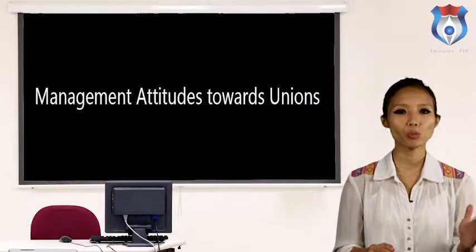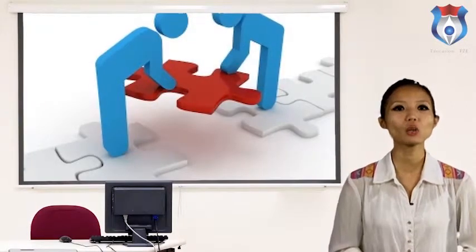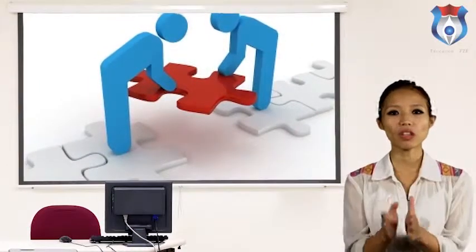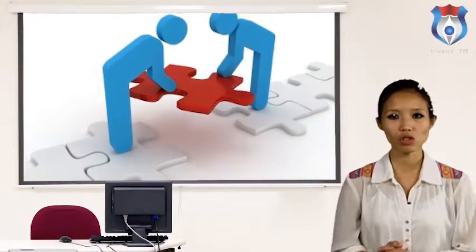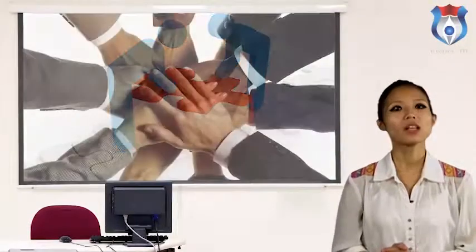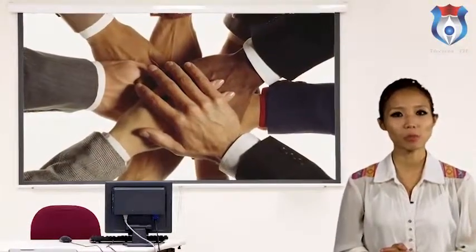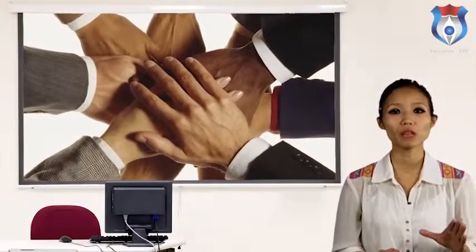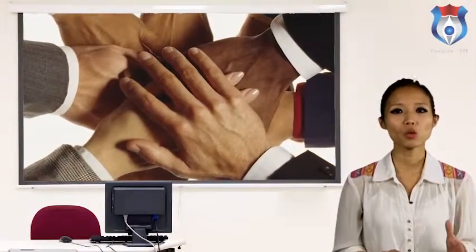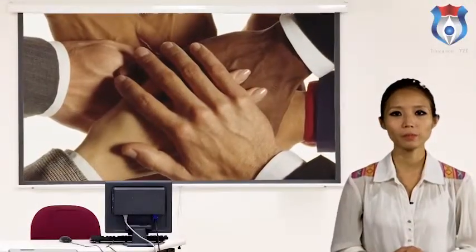Management attitude towards unions. It can be concluded that management attitudes towards unions have a deep impact on their effectiveness to work and also to ensure that operations are carried out in a smooth manner. It's very important to understand that there should be harmony in management-union relationships to avoid any kind of disturbance in the efficient working of an organization.